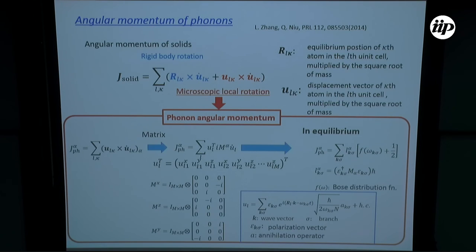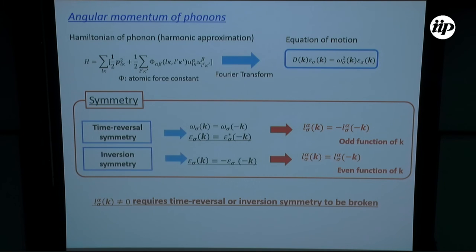The next question is, what is L here? L depends on k and also the mode number sigma. So what is the behavior of this L? L is the angular momentum for each mode. For example, if we consider the time reversal symmetric case, then this L is an odd function of k. If it is inversion symmetric, then L is an even function of k. So if we have both symmetries, then L is identically zero, and there's no angular momentum whatsoever. So if we would like to have some interesting cases, we should break either time reversal or inversion symmetry.